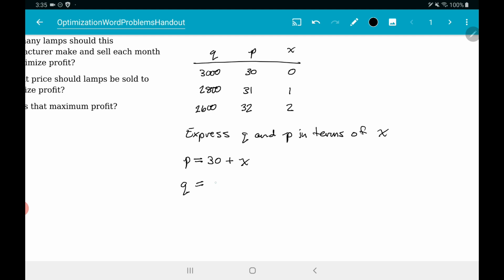Okay, here it might be a good idea to think of it this way. The number sold Q is the original 3,000, but then we have to subtract something. We subtract 200 for each step down the table. Well, 200 times x will do what we want, right? X is the number of steps down the table, so 200 times x is 200 for each step down the table, and then we need to subtract that.